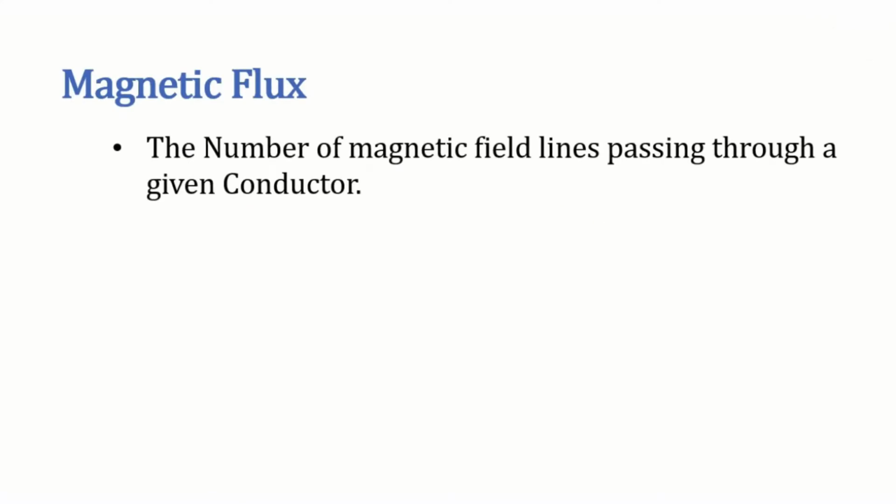And the next topic in the electromagnetic induction chapter is magnetic flux. The magnetic flux is defined as the number of magnetic lines passing through a given conductor. It is denoted by phi B.